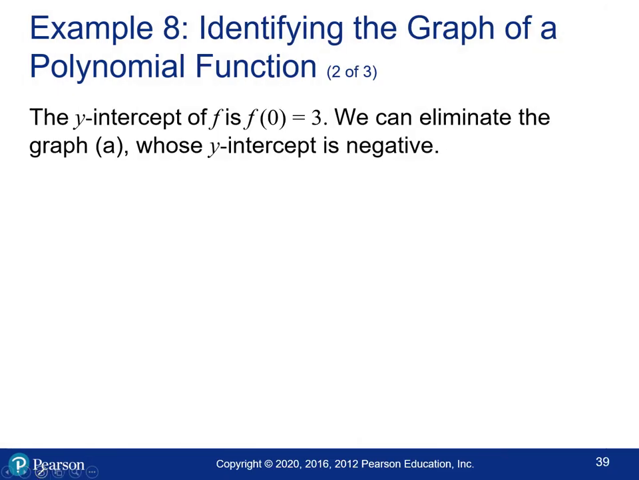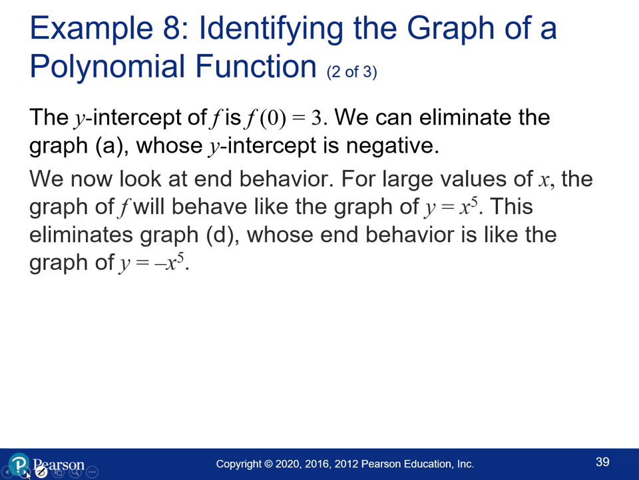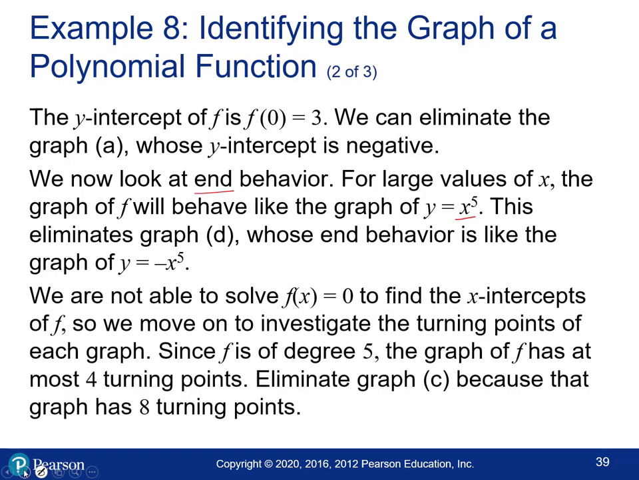Okay, so we did all that and just sum it up here. Our y-intercept let us eliminate one of our choices. And then we looked at our end behavior and saw how that was affected by a 5th degree polynomial, odd degree.